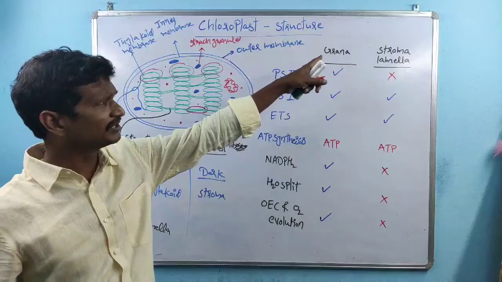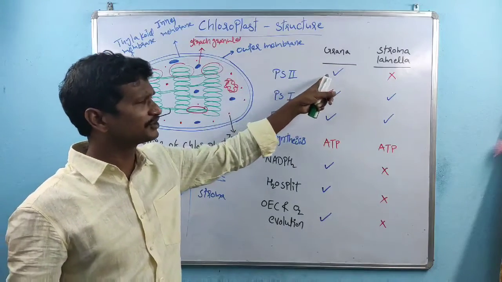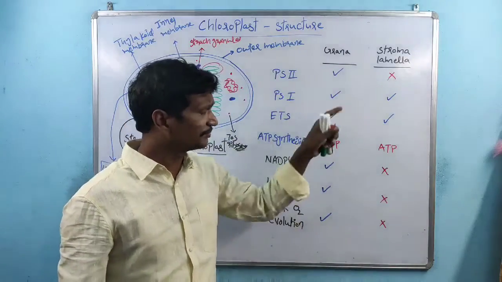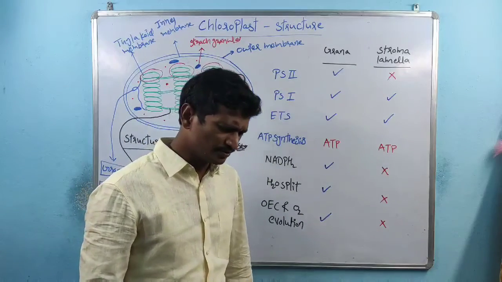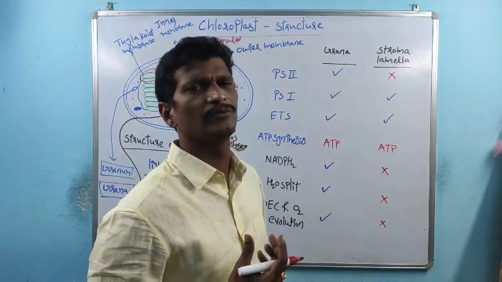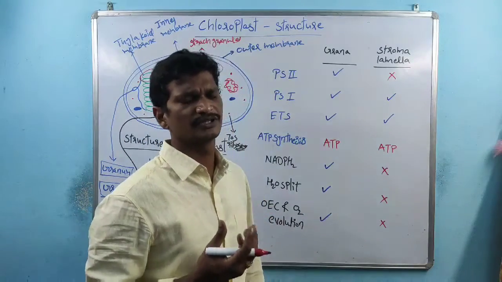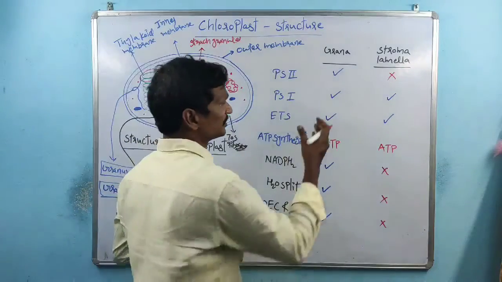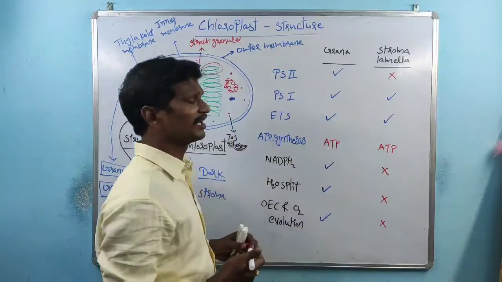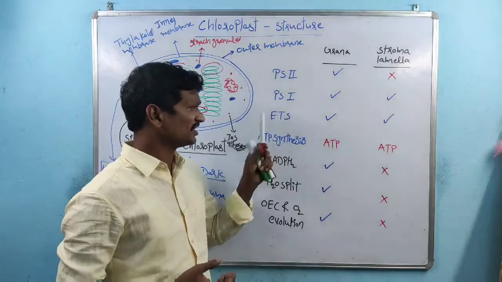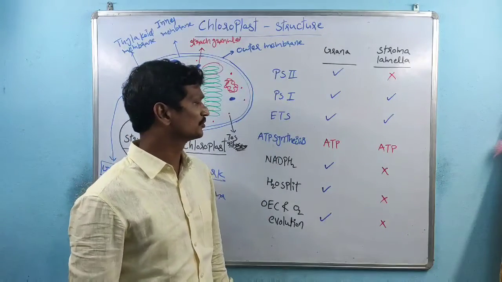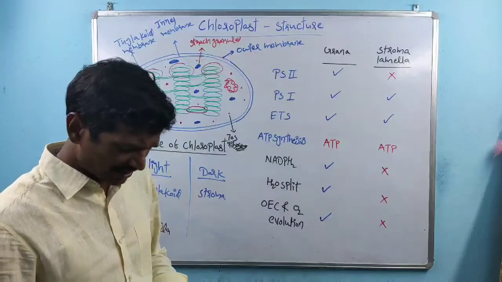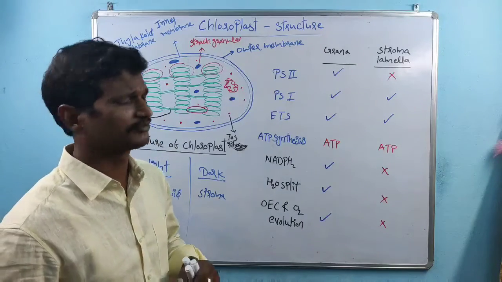So within these structures PS2 is present, but within the stroma lamella PS2 is absent. PS2 is a very important component for some specific functions we'll discuss. See, PS1 is present within the grana and within the stroma lamella, right? And the electron transport chain is also seen within the grana and the stroma lamella, but the types of electron transport chains are different.